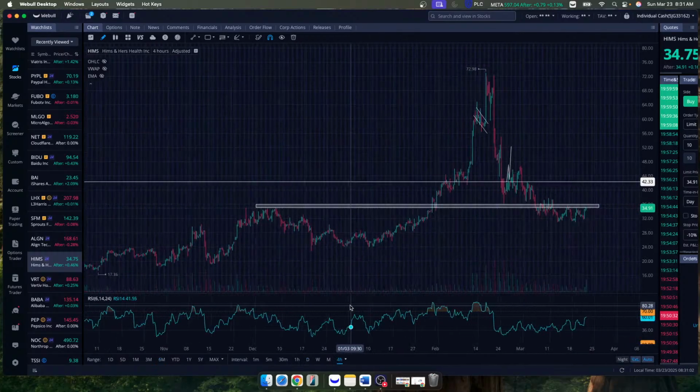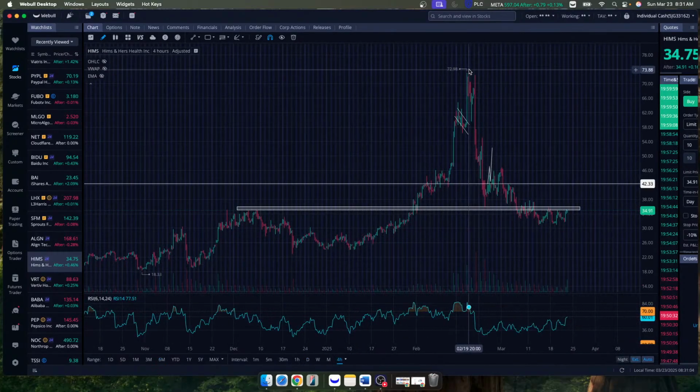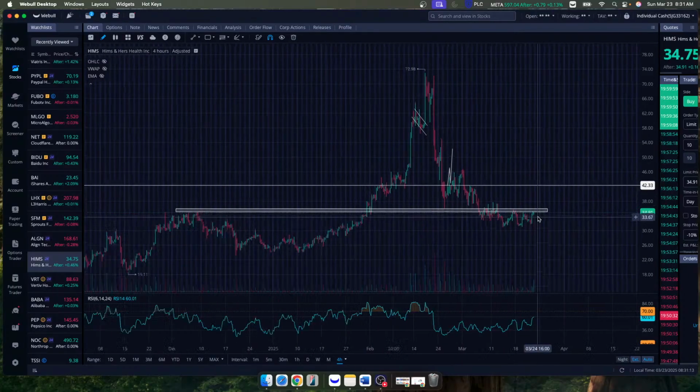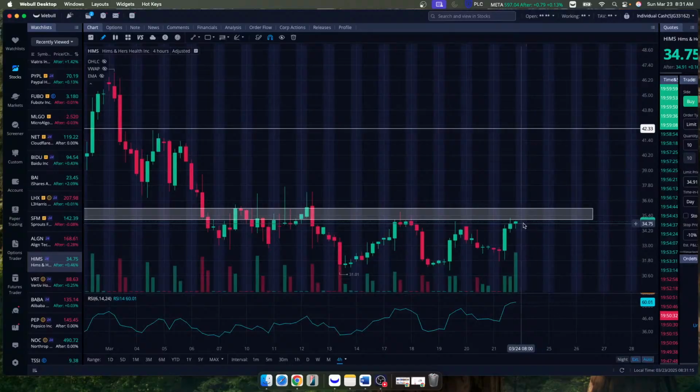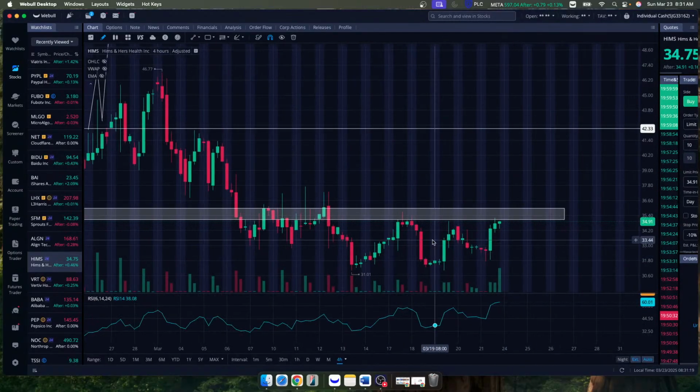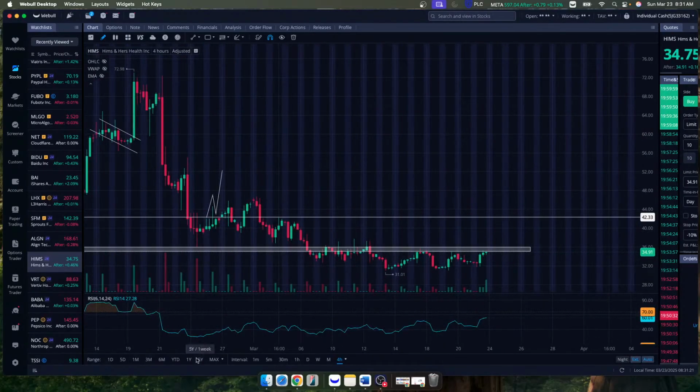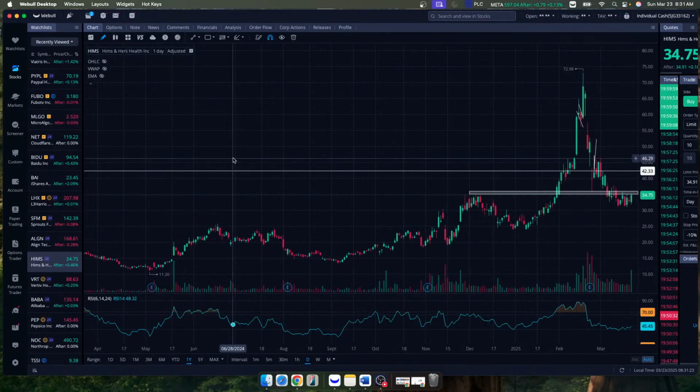HIMS is retesting this zone here. It got popped to 72, then they had their news, with the GLP drugs. And now we can see here, it's consolidating. It's got to get above this $35 range. If we can get above it, we can look for a move back up to $40. We just got to be cautious when it comes down to that.